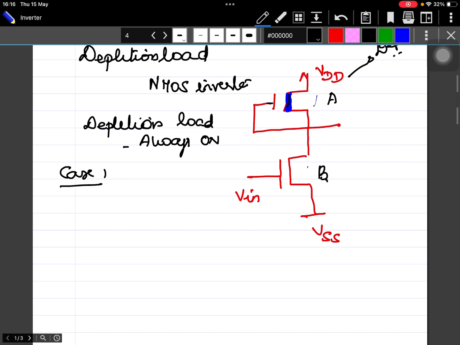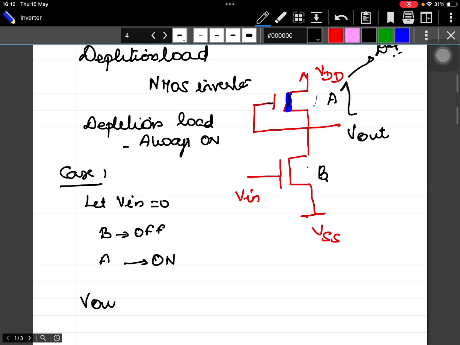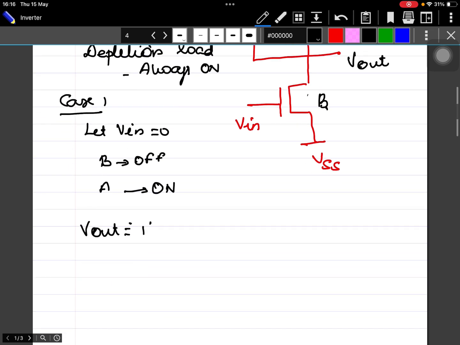The first case, let V in be equal to 0. When V in is 0, the transistor B is off, and the transistor A is always on. So what will happen now? The output node will be pulled towards the VDD. So output voltage will be equal to 1. I'll take the second case, case 2, and I'll assume Vin is equal to 1.